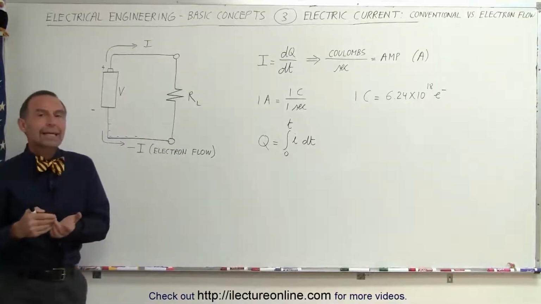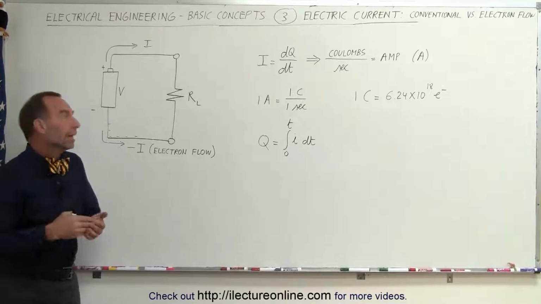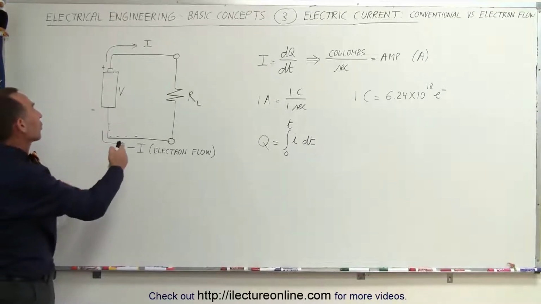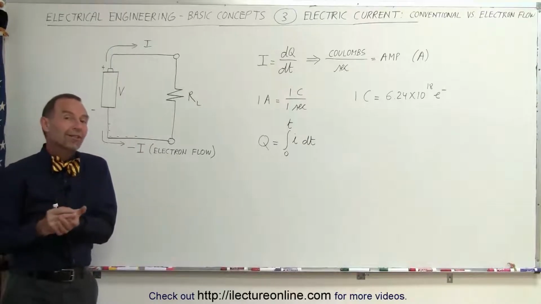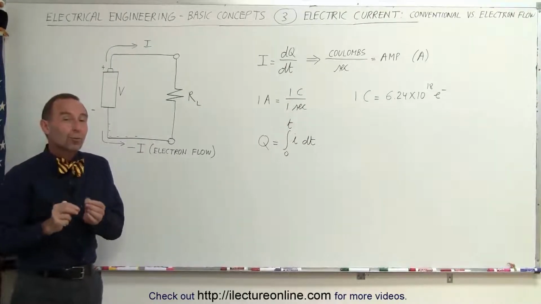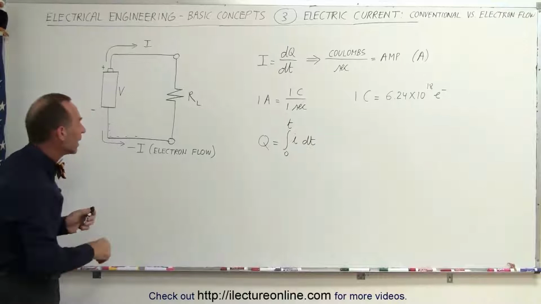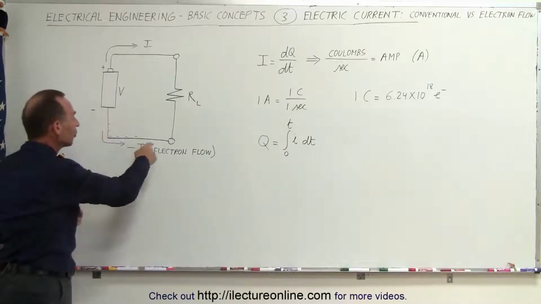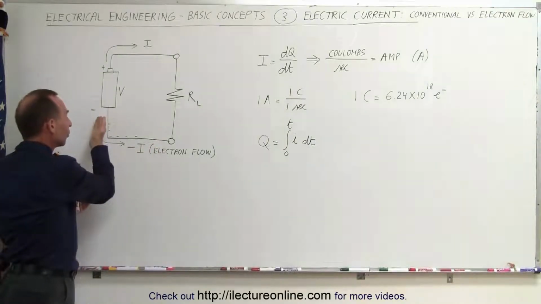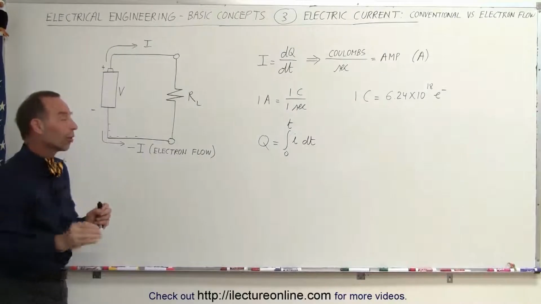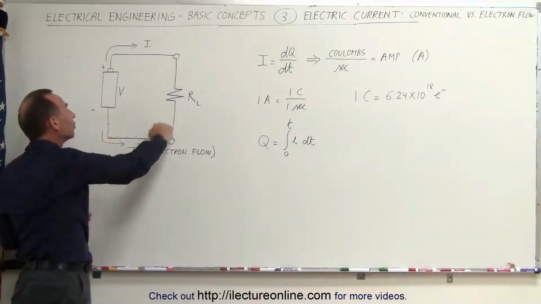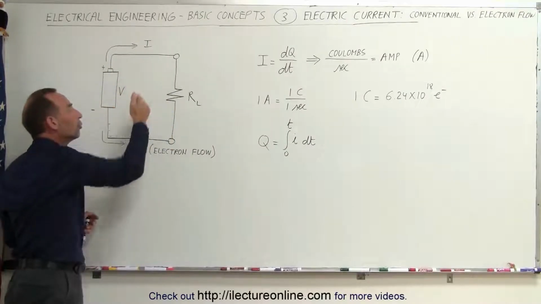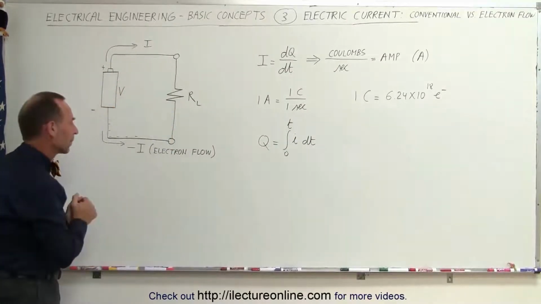We call that the IEEE convention. It is the conventional direction of the current from positive to negative. However, we all now realize that it's the negative charges that are actually doing the moving. It's the negative electrons in the atoms of the material that are moving through the circuit. In essence, the real charges are moving in the opposite direction, from the negative end of the battery to the positive end of the battery through the load resistor.